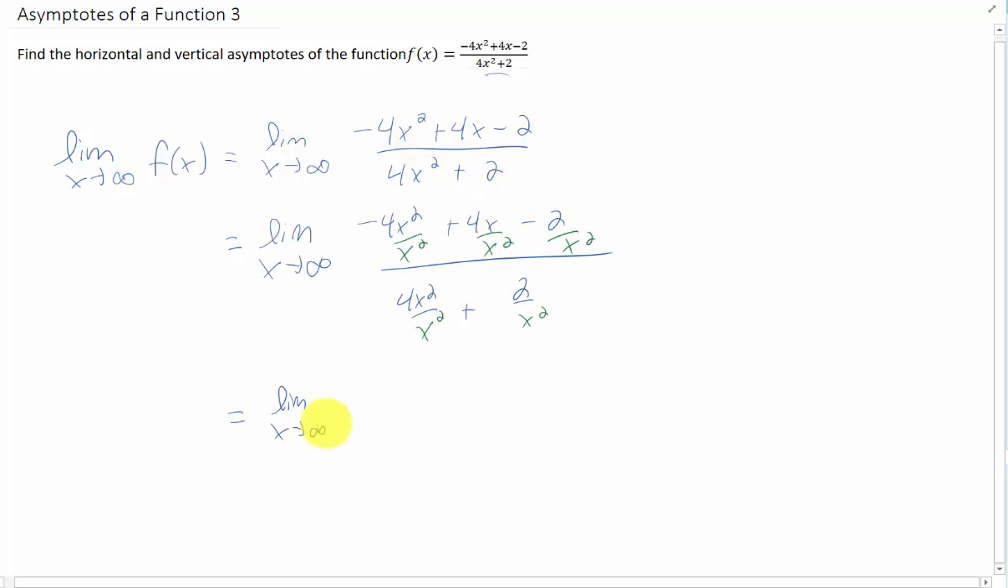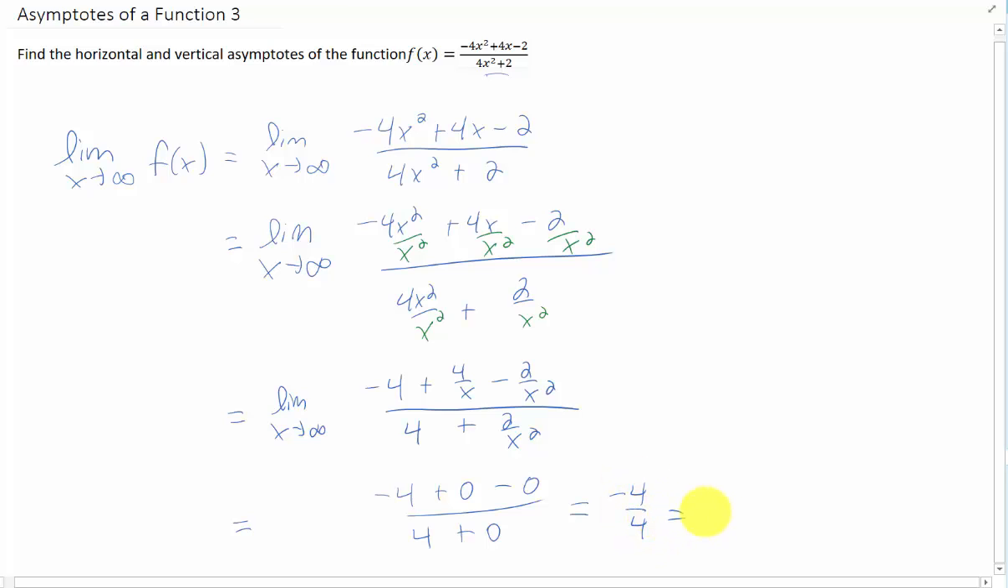When we do that, we get some simplification, which is great because now we can take our limit as x approaches infinity quite easily. You'll notice that the numerator just turns into negative 4 plus 0 minus 0, and the denominator turns into 4 plus 0. That gives us negative 4 over 4, which is negative 1. Now, does that make sense?